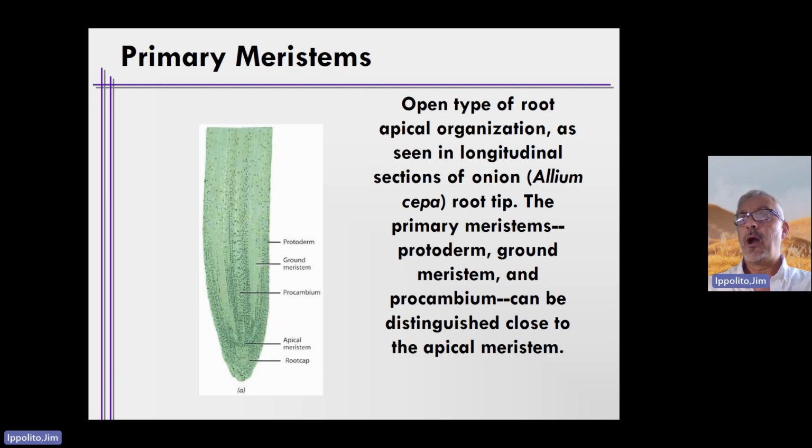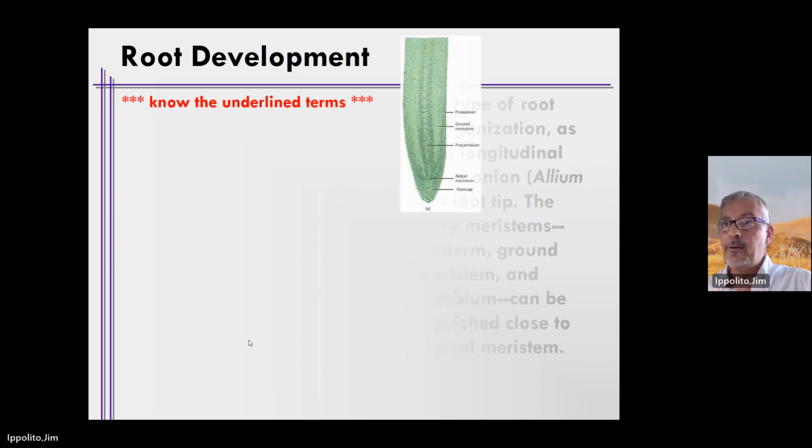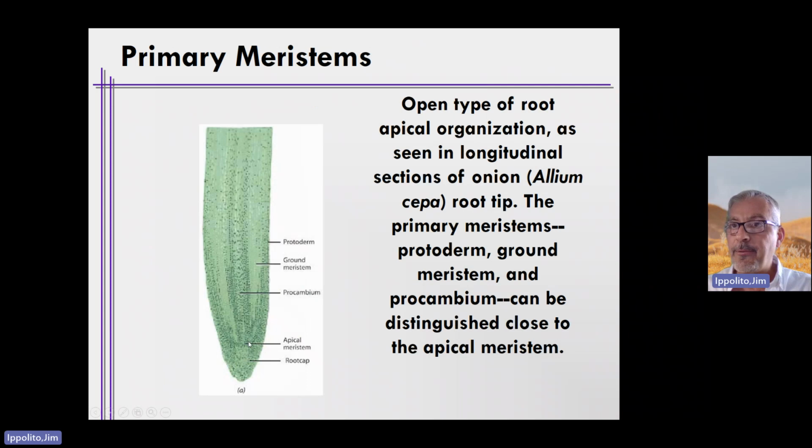Okay, so the primary meristem is what you see here in this picture, and it consists of the protoderm, which actually ends up being the epidermis, or the outside of the root itself, the ground meristem, which ends up being storage, and the procambium, which ends up being the vascular tissues for conduction of carbohydrates and nutrients. And then, of course, you have the root cap here, and you can see the apical meristem. See this curved section of cells? This curved section of cells here is the apical meristem. That is the actual growing tip of the root.